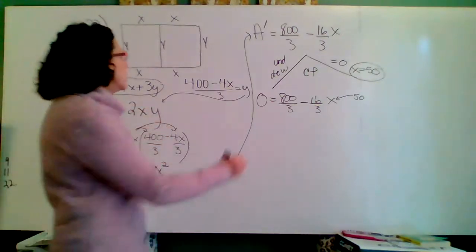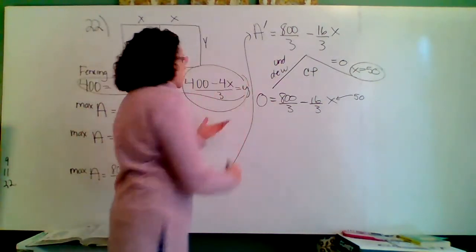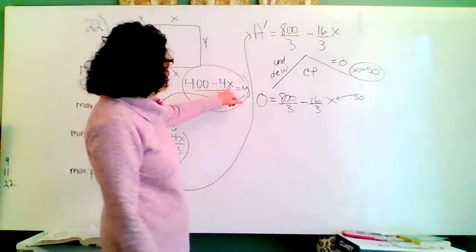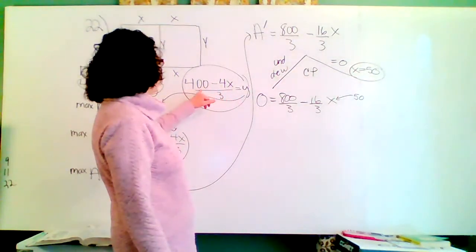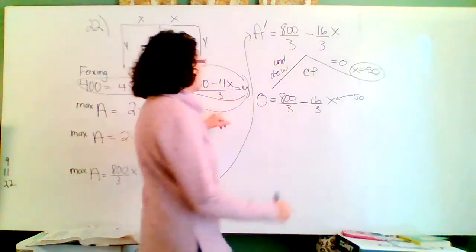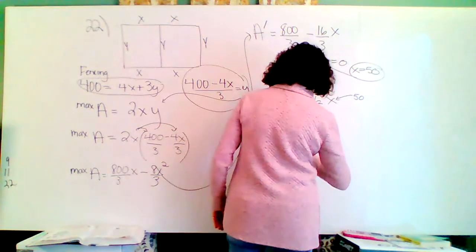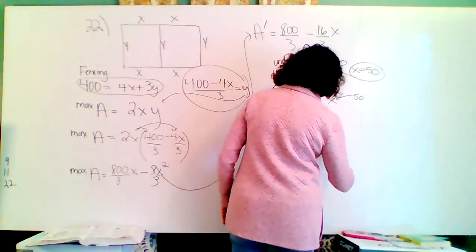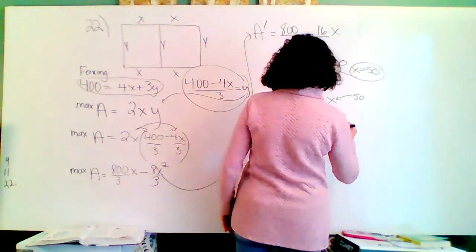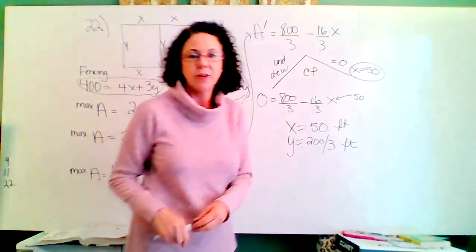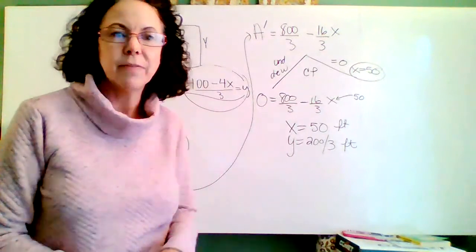Let's get the Y. Notice every single time, you made yourself a little formula that does that. When I put in a 50 here, that's 400 minus 200, which is 200 thirds. So X equals 50 and Y equals 200 thirds. These were in feet, I believe. Those will maximize that area for the amount of fencing that you have.